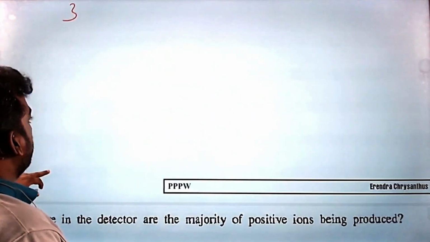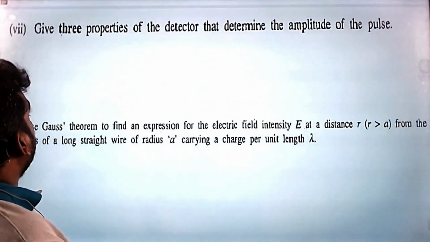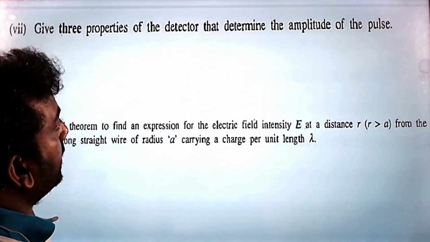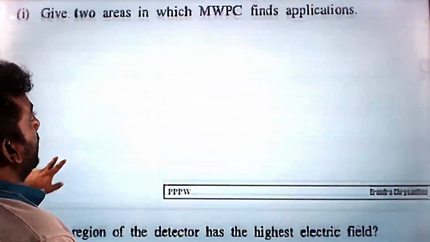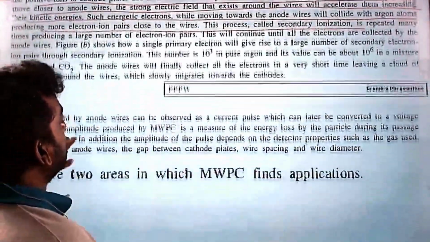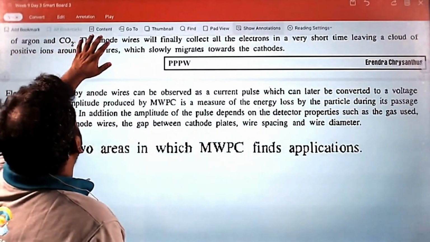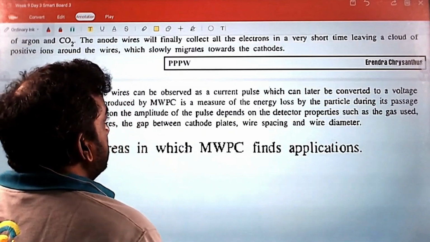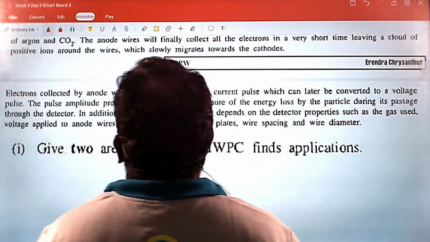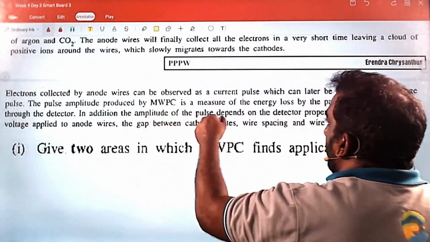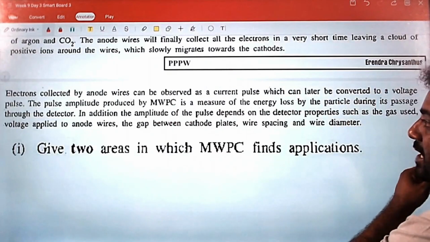Next one. Give three properties of the detector that determine the amplitude of the pulse. Electrons collected by the anode bias can be observed by a current pulse, which can later be converted to a voltage pulse. The pulse amplitude produced by MWPC is measured by the energy loss of the particle during passage.